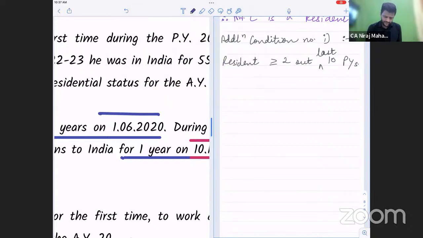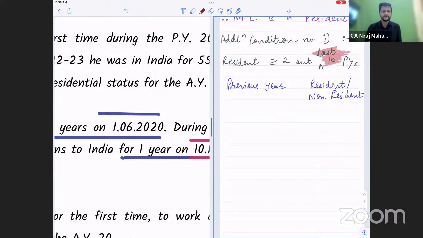So again, which column did I prepare, the previous year? And I'll simply write down resident or non-resident. I'm not writing ROR or RNOR. I just have to look into the first category, resident or non-resident, for the current year. Till here, we are looking into the additional condition of the last 10 years. Now understand, what is the immediately preceding year? 21-22. Everybody understood?